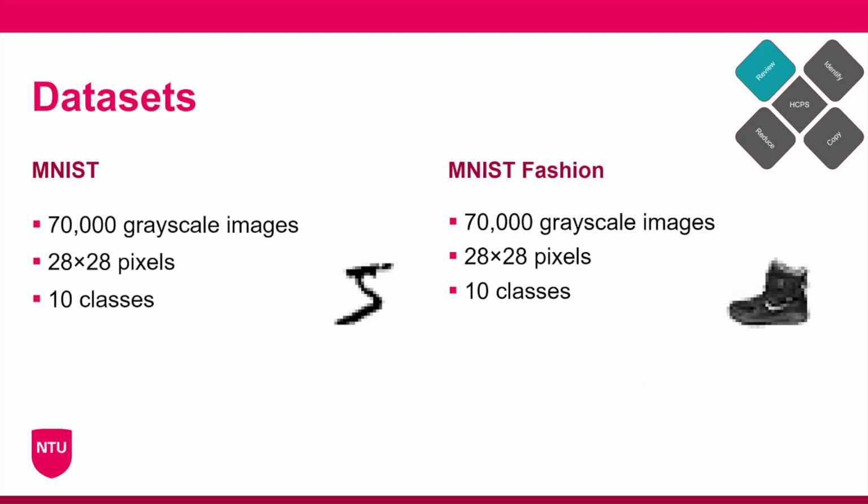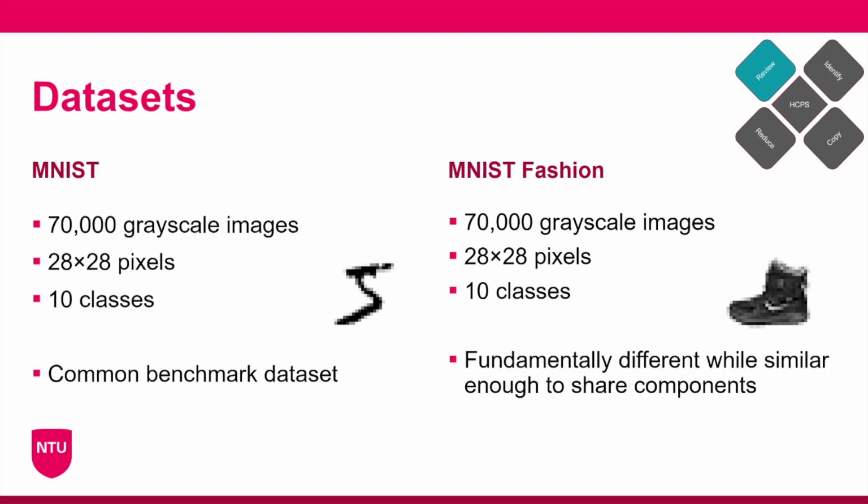We classified these 2 data sets, the MNIST data set and MNIST fashion. MNIST is a very well-known benchmarking data set with digits 0 to 9, and the MNIST fashion data set is fundamentally different, while similar enough to still share some individual components, okay? And this classifies different items of clothing. But ultimately, these are 2 similar data sets that should still have some shared components.